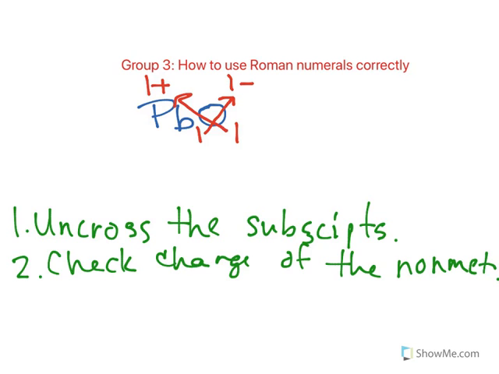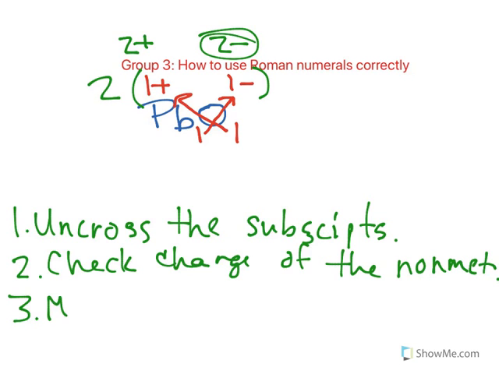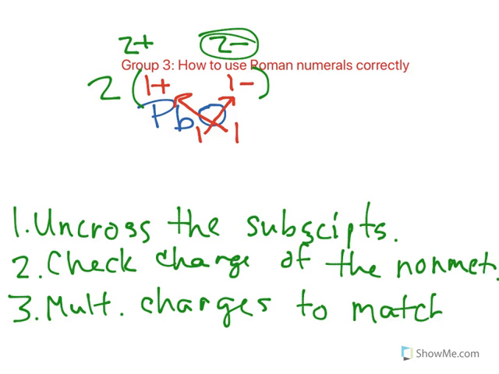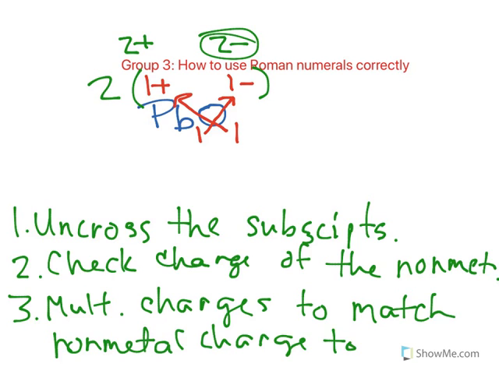Oxygen is supposed to be minus 2, so how would I make a 1 minus, a 2 minus? Well, I'd have to multiply it by 2. If I do that, that gives lead a 2 plus charge and oxygen a 2 minus charge. Now it matches with what's on the periodic table. So step 3 is to multiply the charges to match the nonmetal charge to the periodic table.